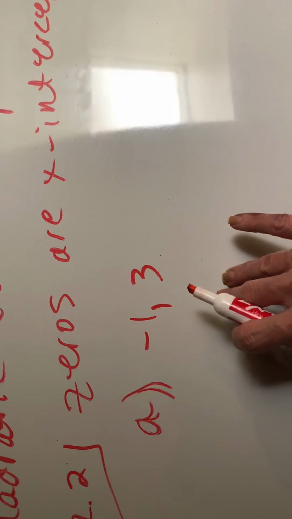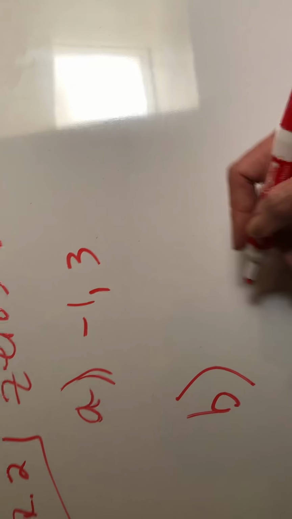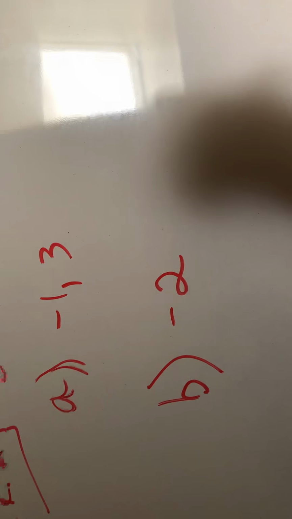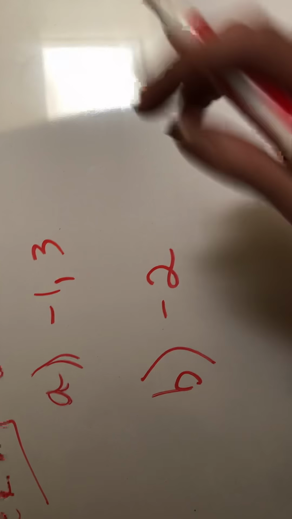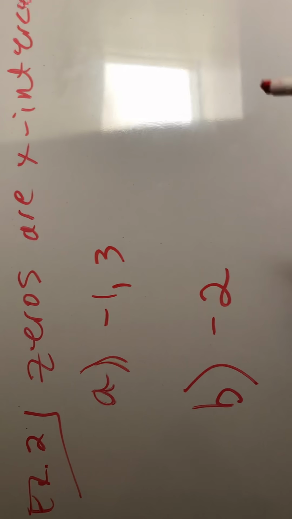Then on B, there's just 1 because it just touches the x-axis and it touches it at -2. So B is -2. That's the zero. And again, the book shows plugging in and all that kind of stuff. I don't want you to do that. I want you to be able to look at it and go, my zeros are -1 and 3 because those are my x-intercepts.